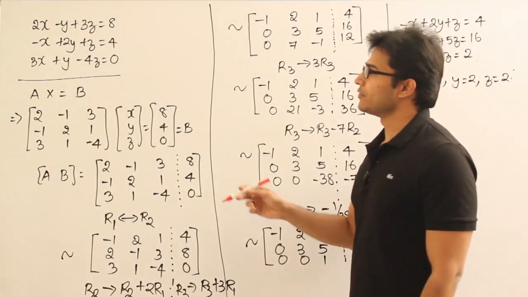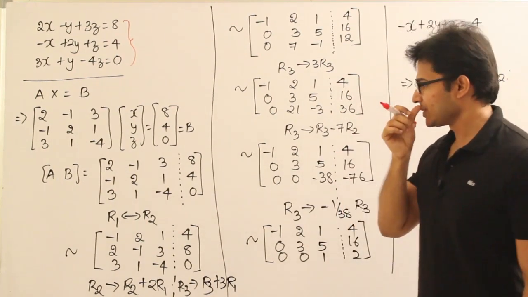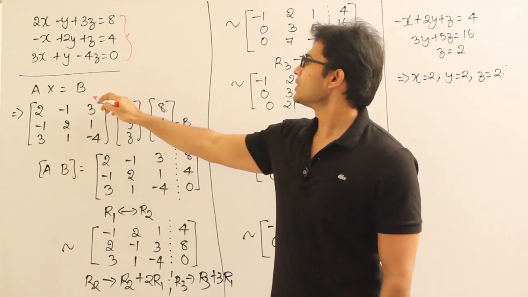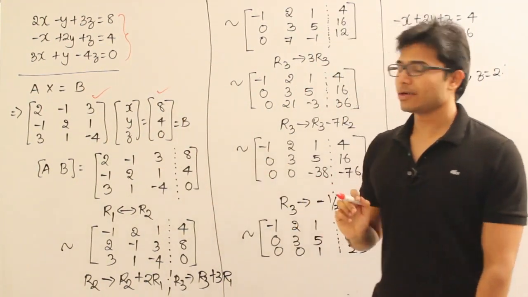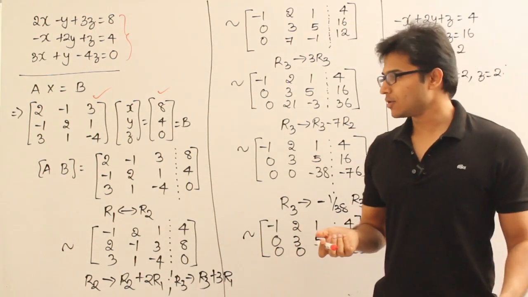Let's try to solve these equations. First step is write Ax equal to B, that is straightforward. Second step is find out the augmented matrix AB. So this is A and this is B. I found out the augmented matrix AB. And the next step is apply the row transformations to get the echelon form.